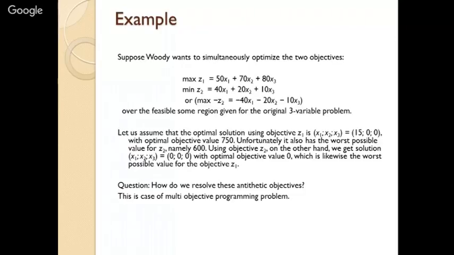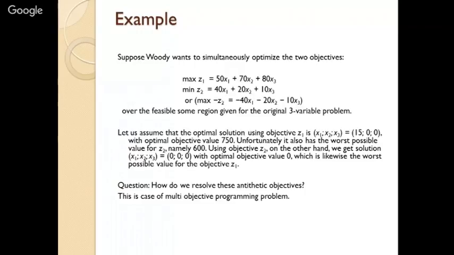So if we use the objective function separately, on the other hand, we get the solution 0, 0. If we want to minimize this Z2 separately, minimize means if we put 0, 0, we will get the minimum value. So it is the optimal solution for the second objective function, but it is the worst solution for the first objective function. Now the question is, how do we resolve these objectives? What will be the solution?